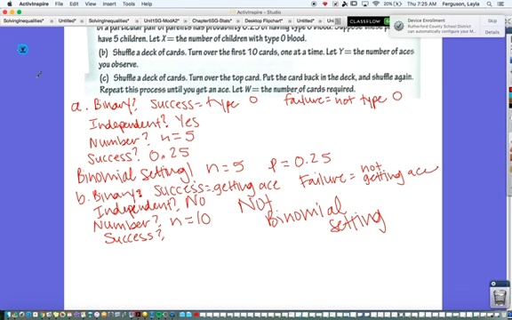So let's look at C. Shuffle a deck of cards, turn over the top card, put the card back in the deck, and shuffle again. Repeat this process until you get an ace. Let W equal the number of cards required. So for this one, our binary question would be, again, success is an ace, failure is not an ace.